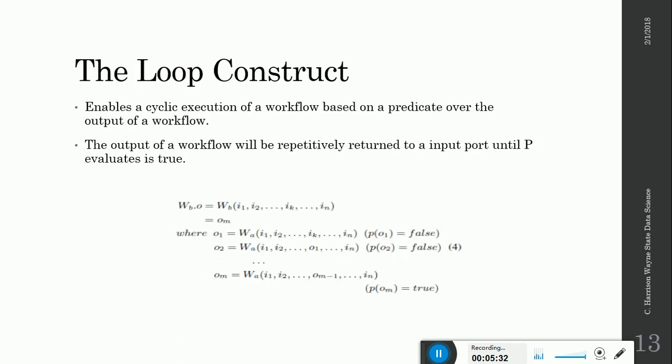The loop construct enables the cyclic execution of a workflow based on a predicate over the output of a workflow. The output of a workflow will be repetitively returned to an input port until P evaluates as true. We have a picture of this below with a set of inputs where O1 and O2, P evaluates as false, so we return back, and then finally you can see when we get to OM, P evaluates as true.